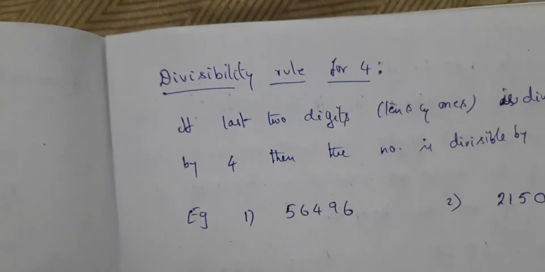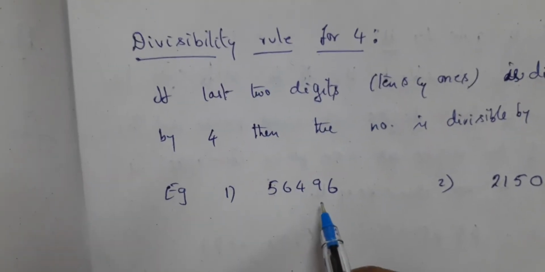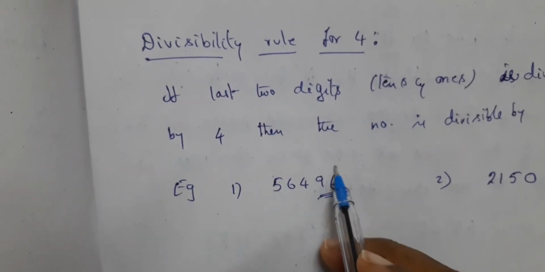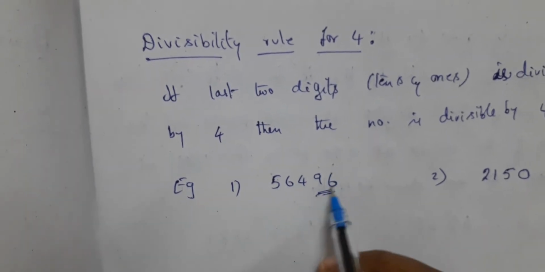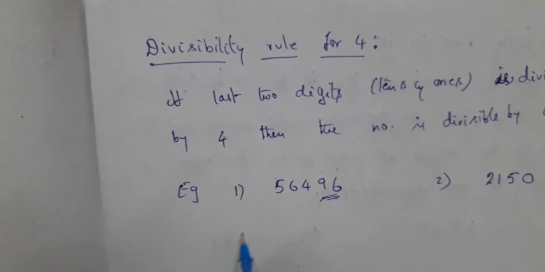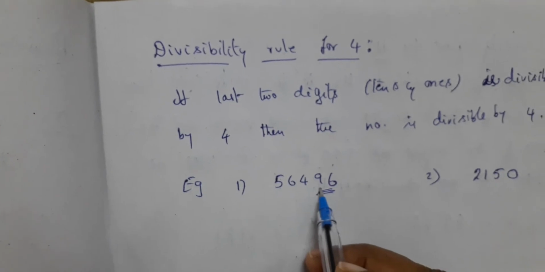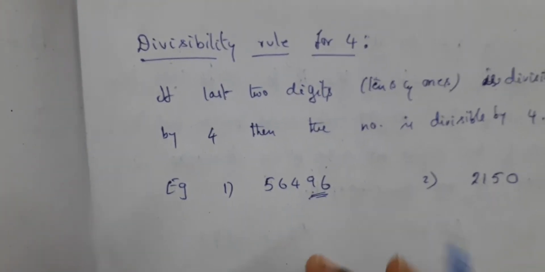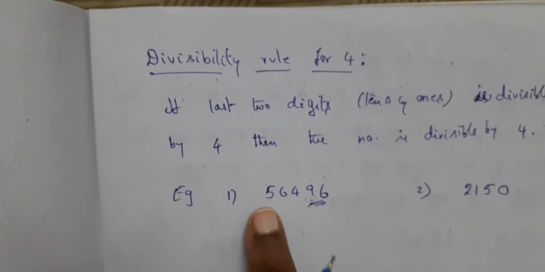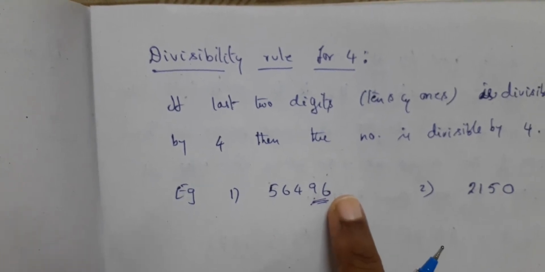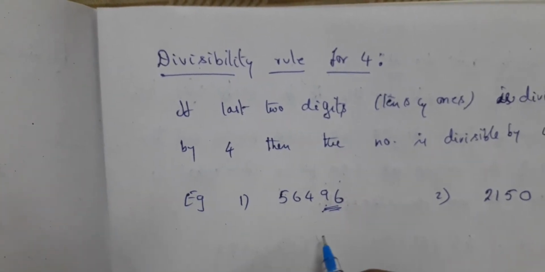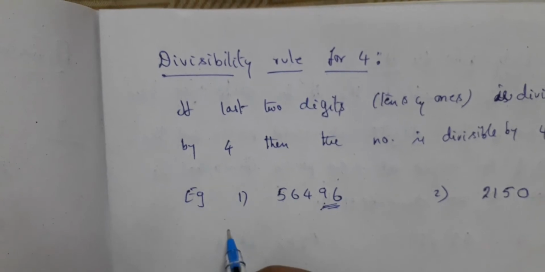So what is meant by last 2 digits? These are the last 2 digits, ones place and tens place. So what is this number becoming? 96, right. So we have to check whether 96 is divisible by 4 or not. If 96 is divisible by 4, then the complete number is divisible by 4. Now let us check whether 96 is divisible by 4.